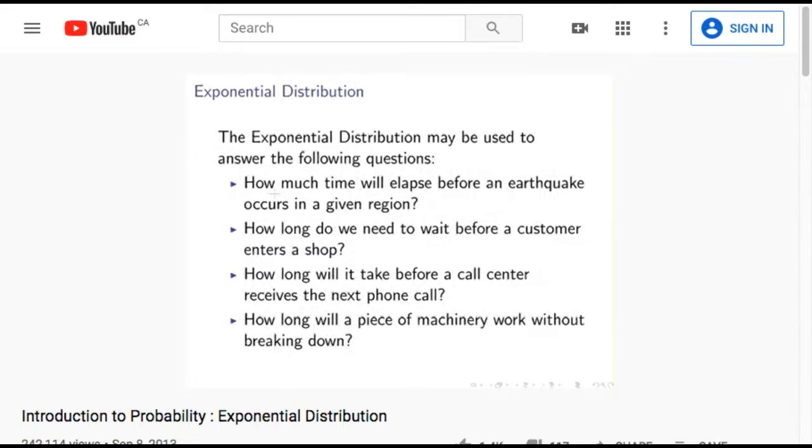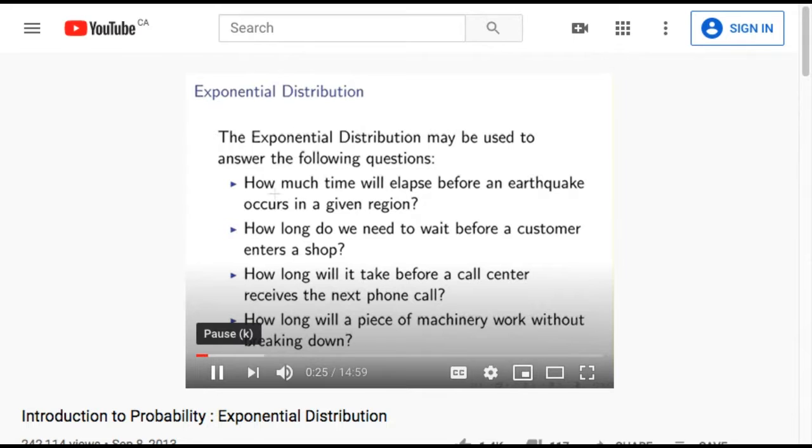So the exponential distribution may be used to answer the following questions. How much time will elapse before an earthquake occurs in a given region? How long do we need to wait before a customer enters a shop? How long will it take before a call center receives the next phone call? And how long will a piece of machinery work without breaking down?